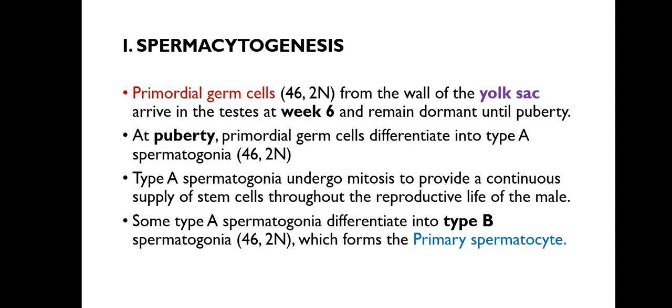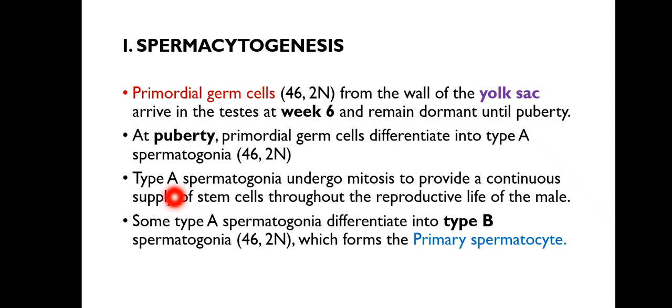But what a male needs is a numerous number of sperms. You've been taught that sperm count has millions of sperms in it. And the only way the body makes that possible is by making sure that this type A spermatogonia undergoes mitosis. And I must emphasize, it's the only cell that undergoes mitosis. This type A spermatogonia undergoes mitosis to provide a continuous number of sperms. So we've got a different number of sperms that are differentiating.